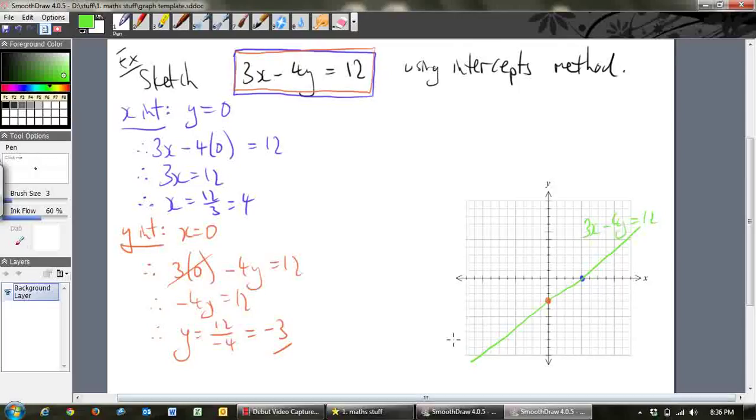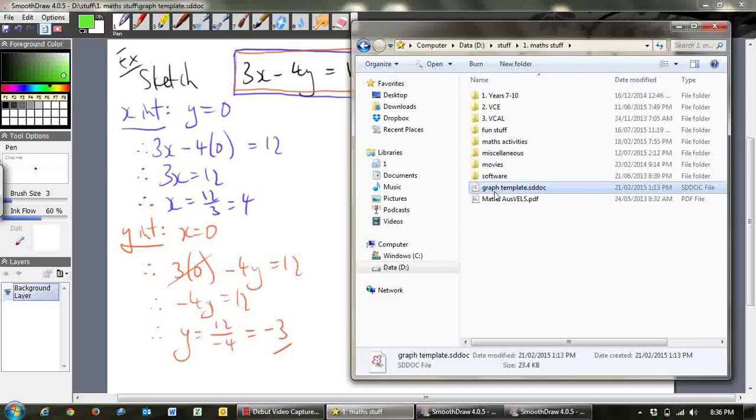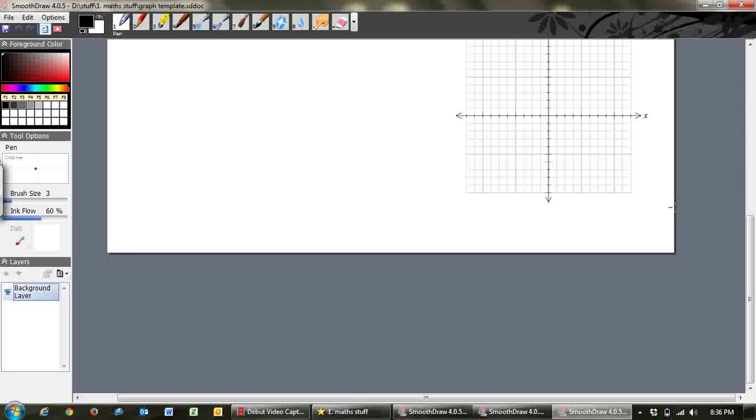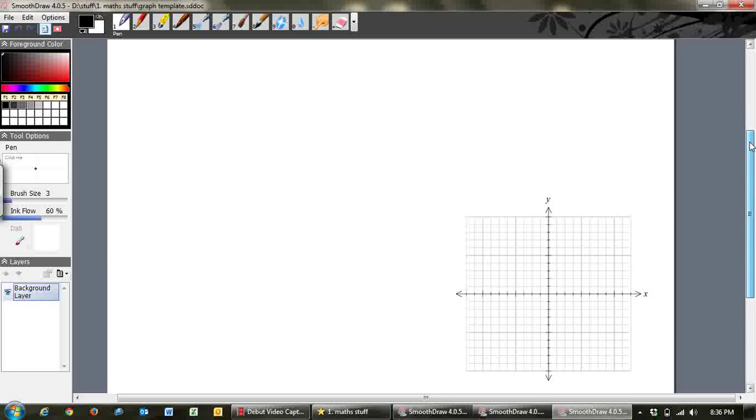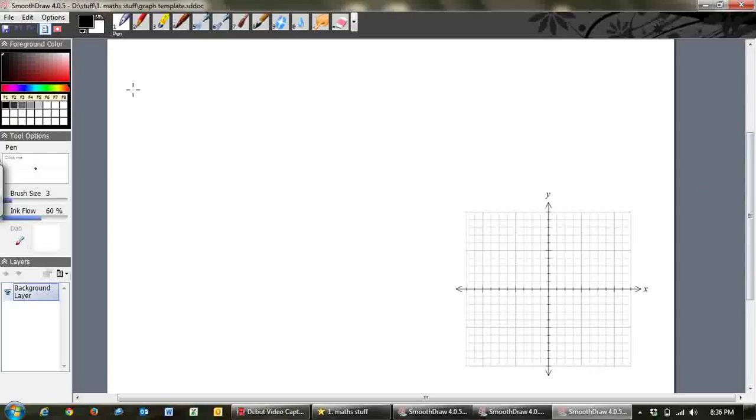Let's do one more example. And I'll get this out again so we've got a graph to draw it on. And here we go. Another example, let's do negative 2x plus y equals 8. Let's do this one. What we're trying to do is find the x-intercept and y-intercept. So let's do this.